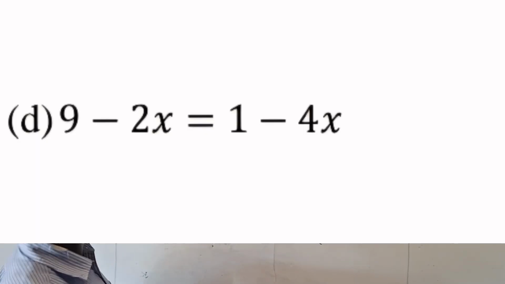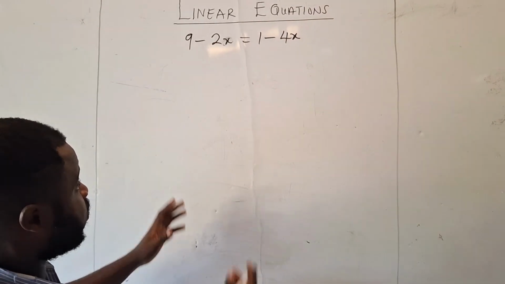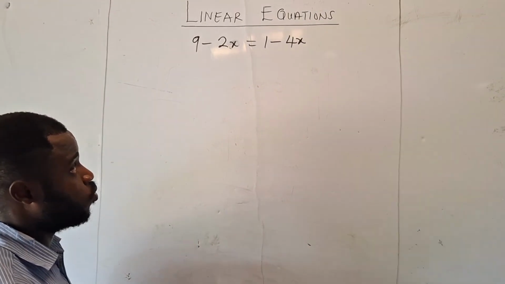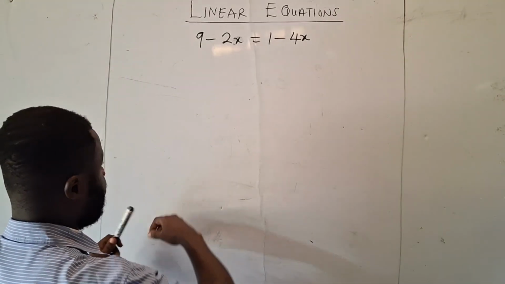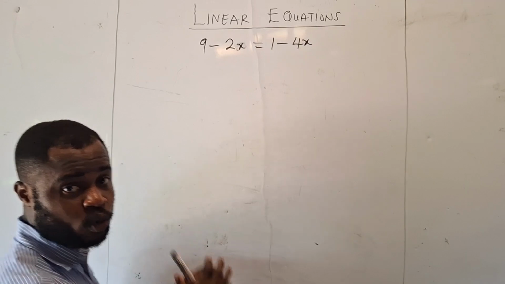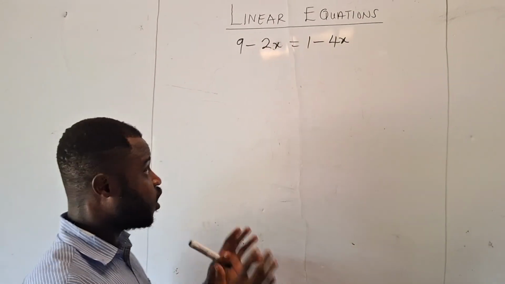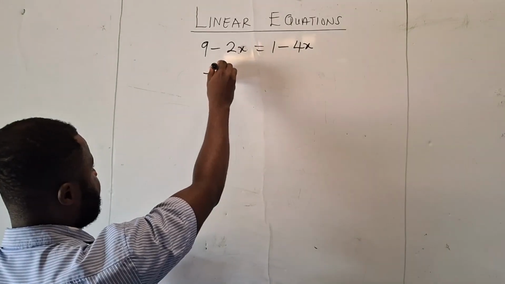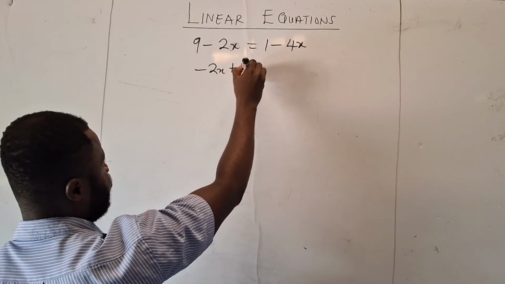So this one we have 9 minus 2x is equal to 1 minus 4x. This looks a little scary, but don't worry. This timing will always make it easy for you. So once again, we have to group our like terms. And we are going to leave the negative 2x here. The negative is affecting the 2, so when you are leaving the 2, the negative should be with the 2. So minus 2x, then this one will come here, making it plus 4x.